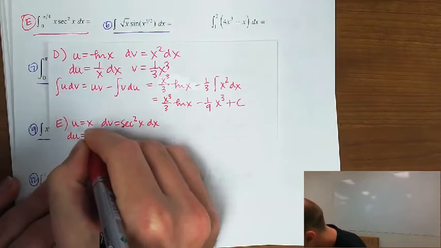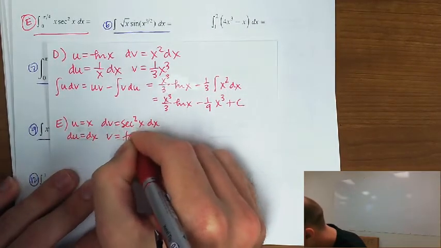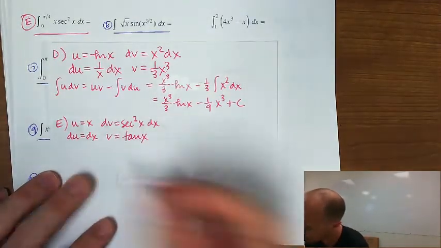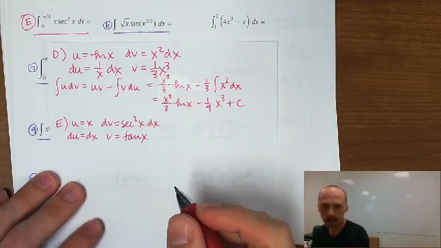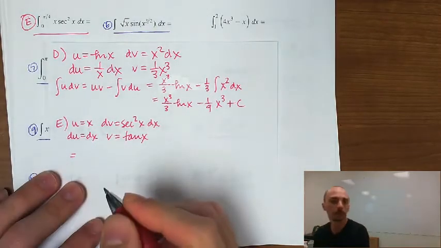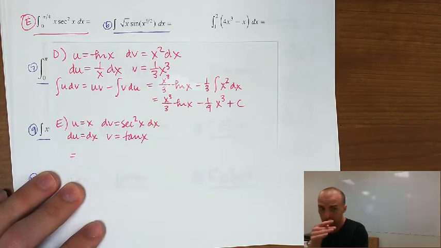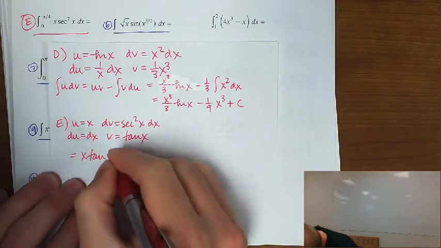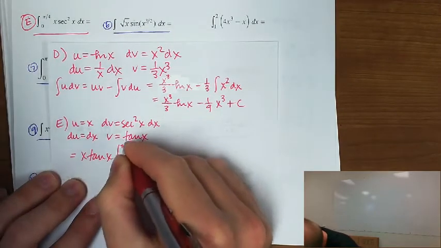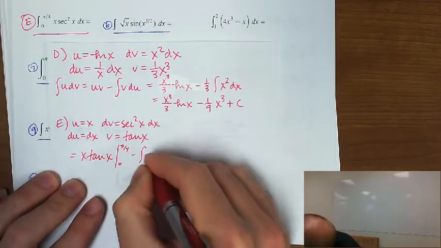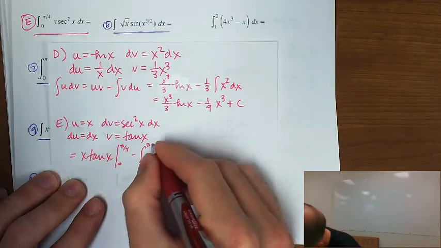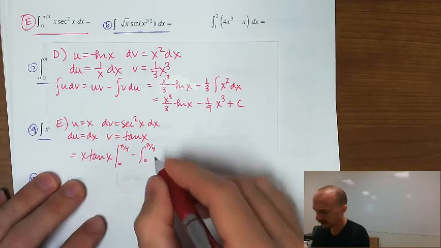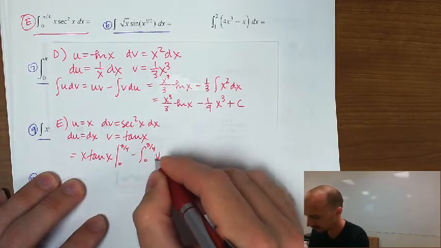And so du is dx, v is tangent x. Okay, I know that this integral is going to be equal to, this is not a situation where we change the balance or anything, it's going to be uv from 0 to pi over 4. So x tangent of x, as x runs from 0 to pi over 4, minus the integral from 0 to pi over 4 of v du, which is tangent.